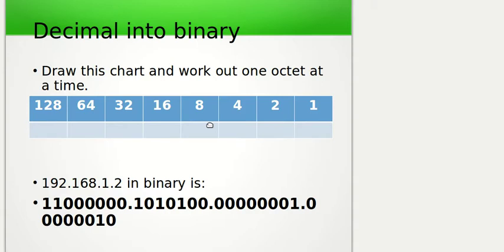All we do is look at the decimal number and think, with these numbers I have here, which numbers do I need to make that number, and which numbers I don't need. The numbers we need, we put a binary 1 in. The numbers we don't need, we put a binary 0 in.